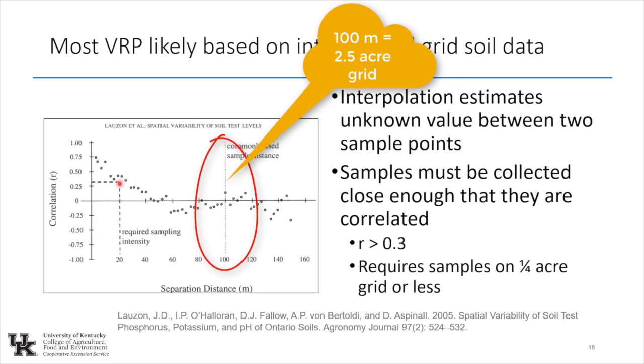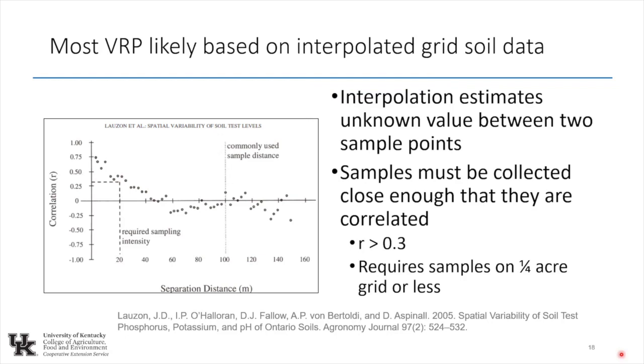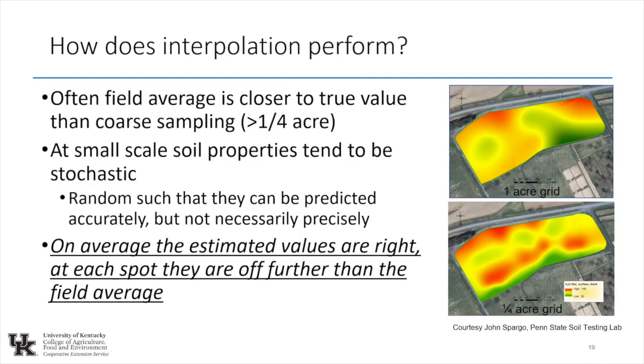The grid data is still good. You can use summary statistics from your grid data, but you shouldn't interpolate that grid data to come up with a map. Other people have duplicated this. Here's a map from a friend of mine at Penn State, John Spargo, who runs the soil testing lab up there. And what we find is, because at the small scale soil properties have this stochastic random variation, on average, the estimated values are right. But at each spot, interpolation is further off than the field average.